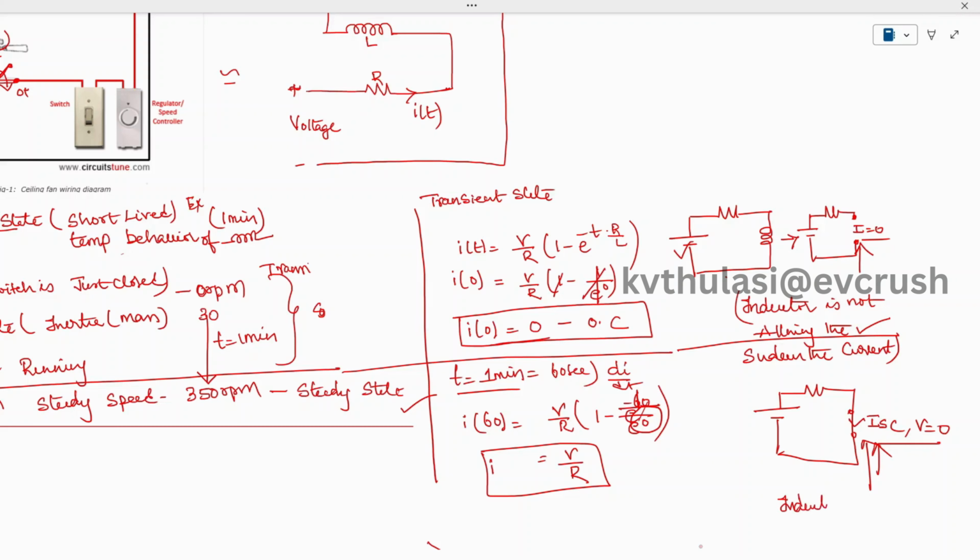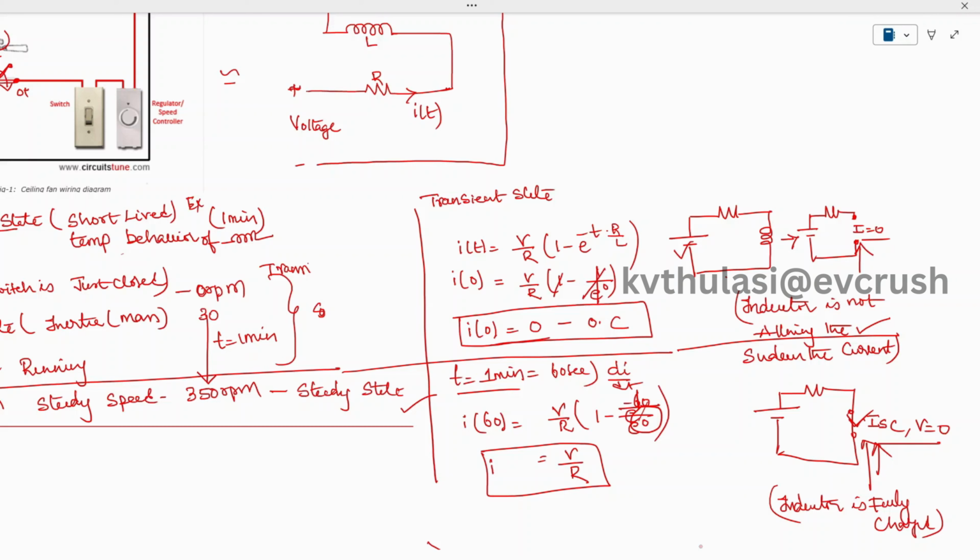Now the inductor is fully charged, and in the state of a fully charged inductor it allows a maximum current to flow. This is the behavior of the inductor in this case. Okay, so this is what is happening.